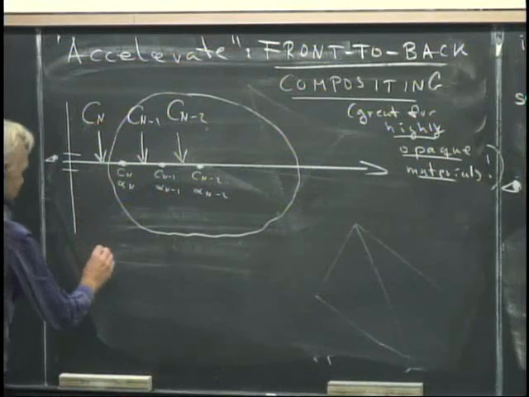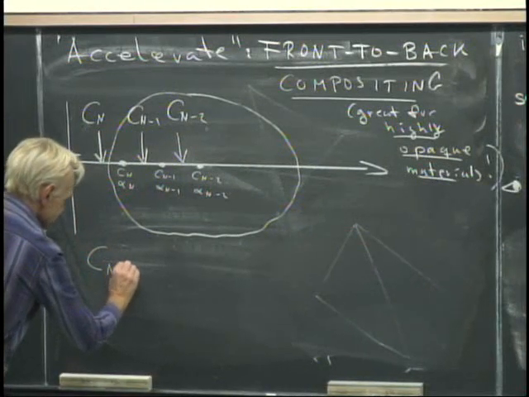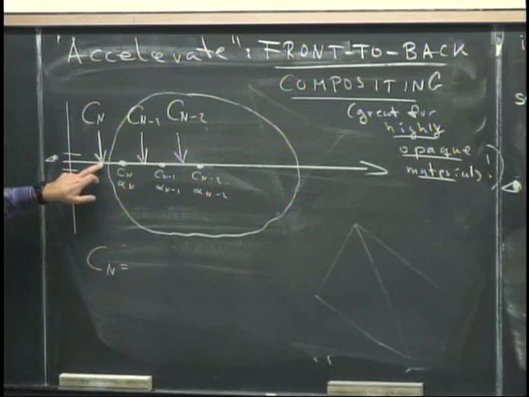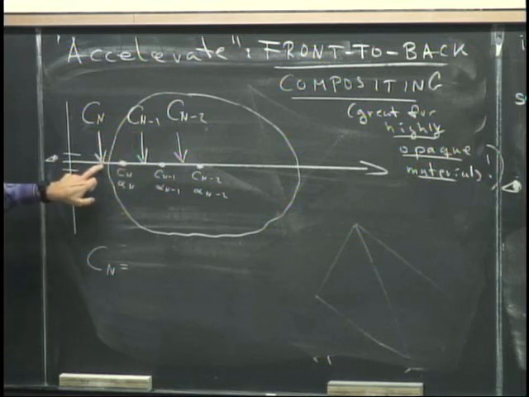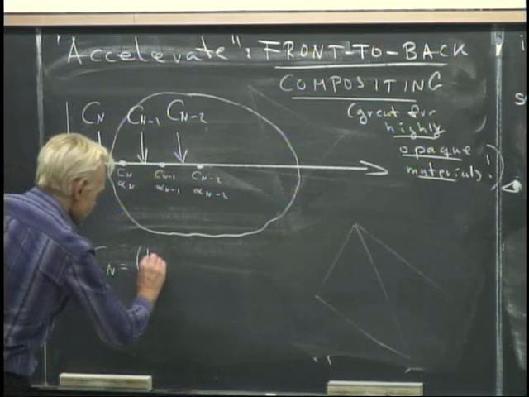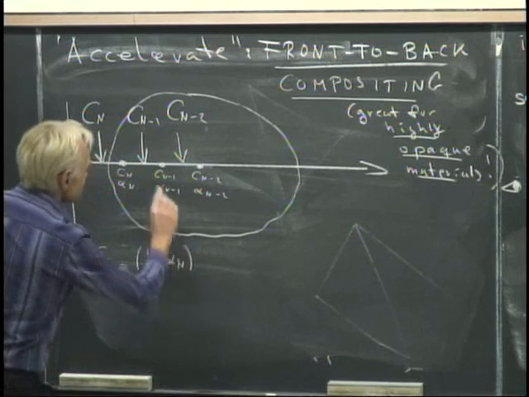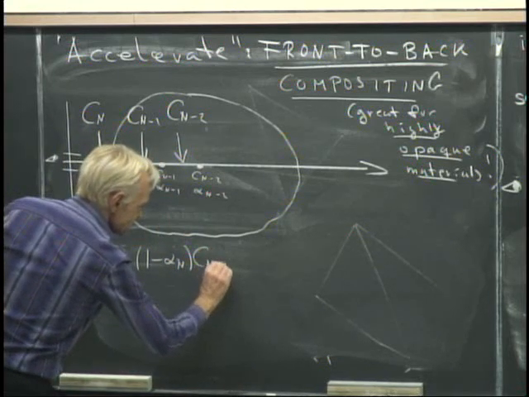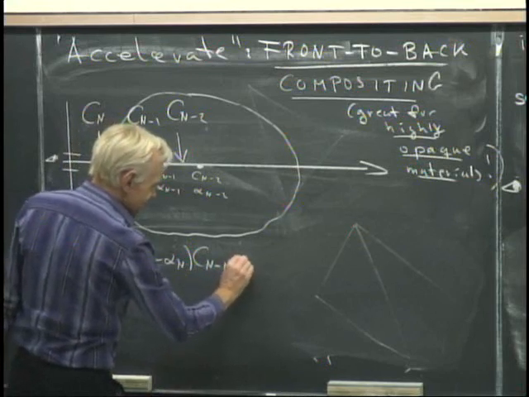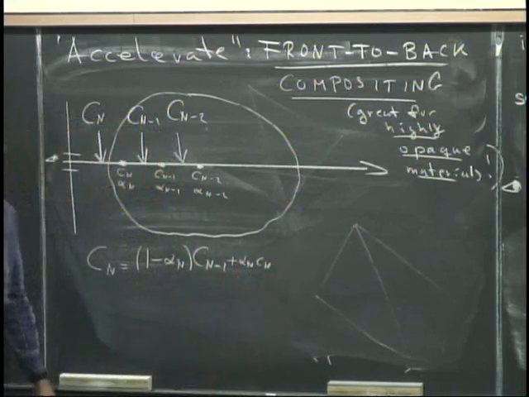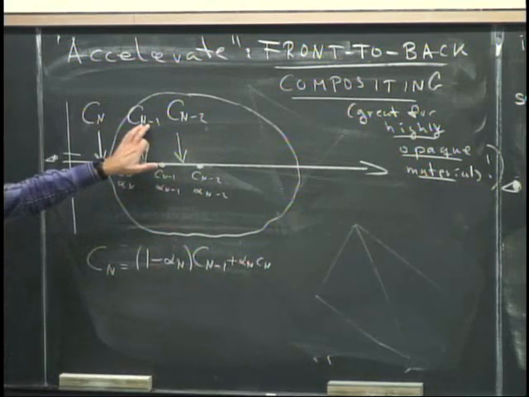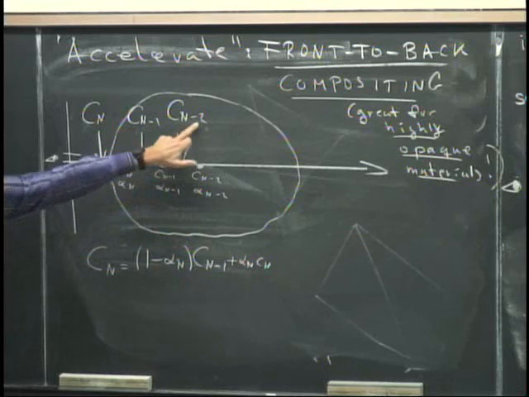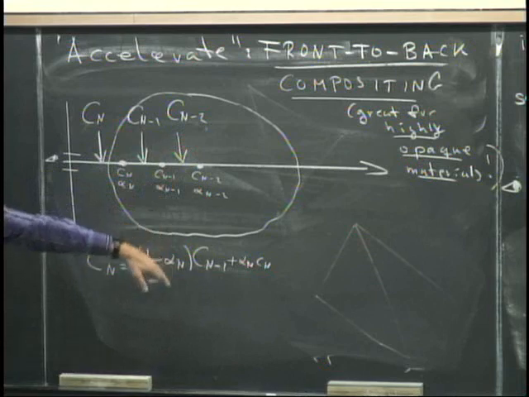How does this work? Well, I need to know what is the value for Cn. The color here is a combination of the local color there and the color behind it. Right? The color here is a combination of Cn minus 1 and the local color Cn. So it is 1 minus alpha n times Cn minus 1 plus alpha n Cn. Okay. And now I iterate this formula again. Now I apply the same formula for Cn minus 1. Cn minus 1, the color there, is a combination of Cn minus 2 and the local color there. Okay, and I plug that in.